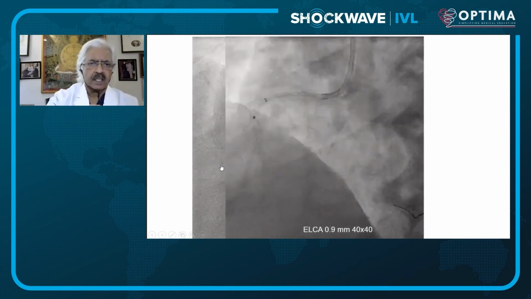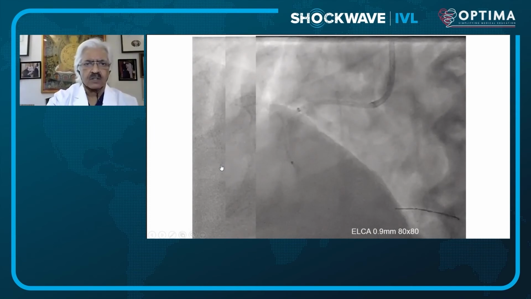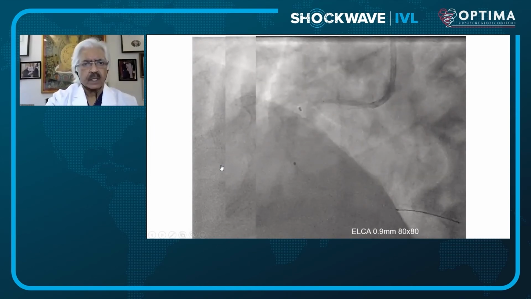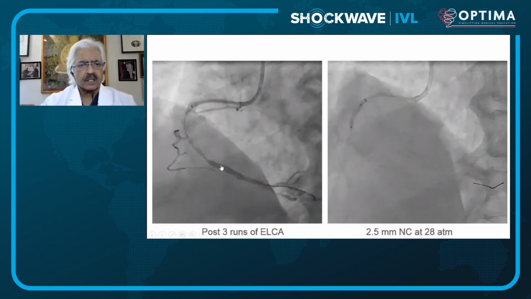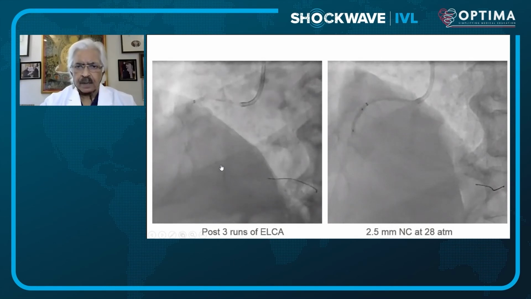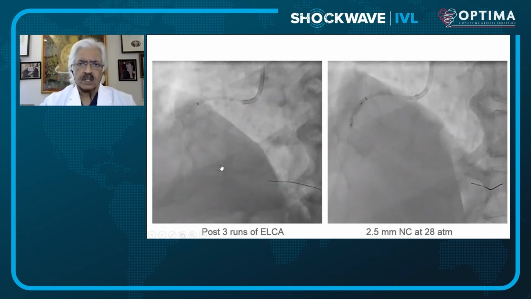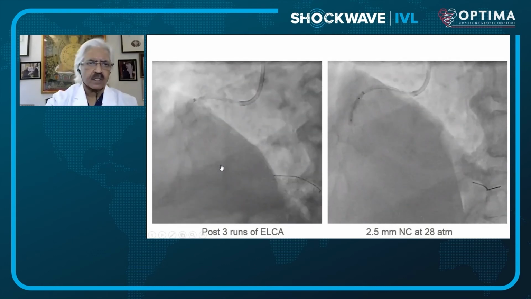And at 80, it did cross that area, and then we passed the ELCA downstream all the way and did 3 passes on that. That restored the flow in the vessel, that treated the vessel, but despite excimer laser, the 2.5 millimeter non-compliant balloon would not open up that lesion at 28 atmospheres.